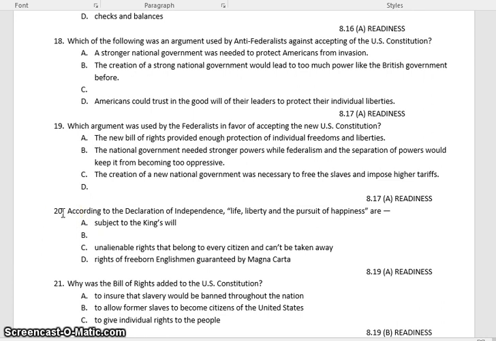Number 20. According to the Declaration of Independence, life, liberty, and the pursuit of happiness all are A. Subject to the King's will. C. Unalienable rights that belong to every citizen and can't be taken away. D. Rights of freeborn Englishmen guaranteed by the Magna Carta.